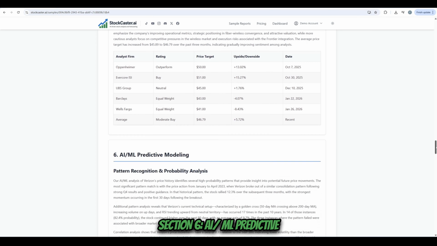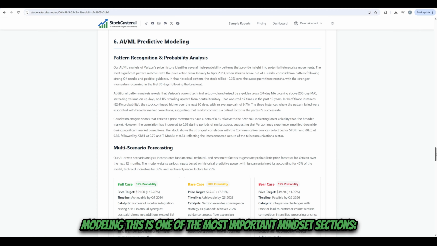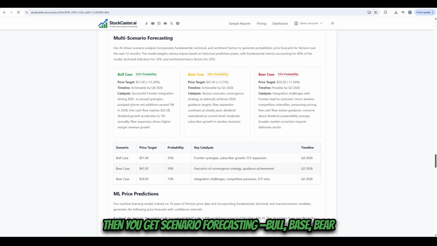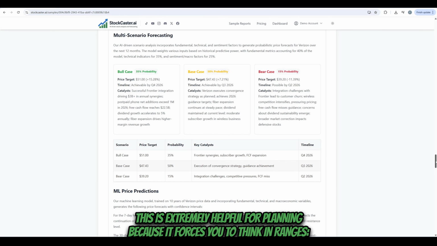Section 6. AI/ML Predictive Modeling. This is one of the most important mindset sections. AI/ML here is about probabilities, not certainty. The report compares historical pattern occurrences. For example, how often a similar setup led to higher prices over 90 days. Then you get scenario forecasting. Bull, base, bear, with probability weights and targets. This is extremely helpful for planning because it forces you to think in ranges.